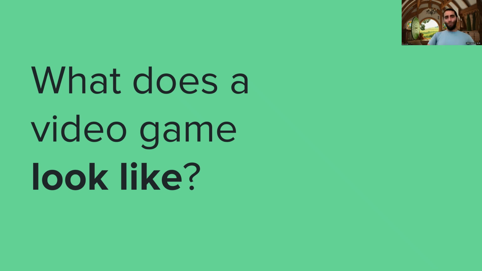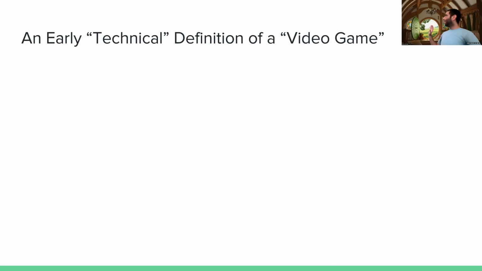Okay, so hopefully it's become clear that all of you had very different images of what a video game could be. So it's a really big umbrella term. So I want to walk you through what the first video games were. And to do that, I want to give you a couple different definitions of video games. There's an early technical definition of a video game, one of the first definitions.